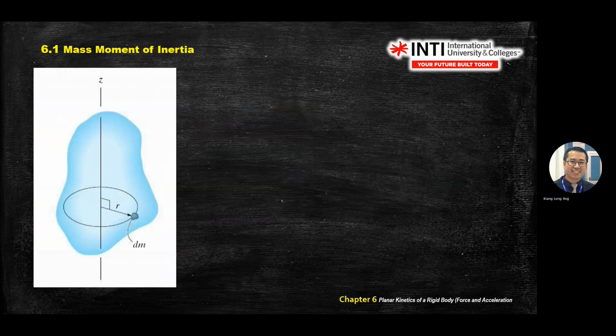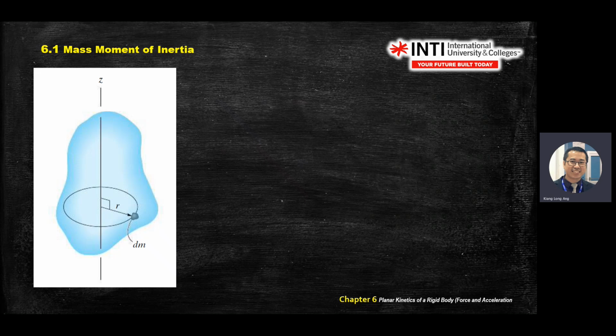Okay. So we start to look at how we apply the equation of motion to our rigid body. So again, this chapter we start to look at center of mass. Sorry, not center of gravity. Just now I mentioned center of gravity. Center of mass. So we start our introduction to the mass moment of inertia, dm, at one moving in the circular motion r.